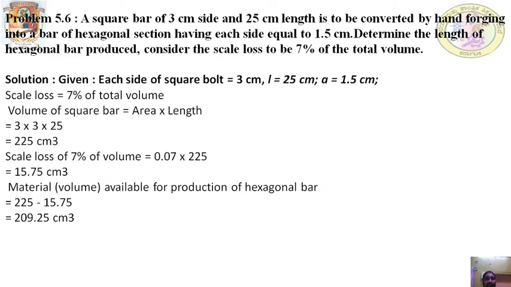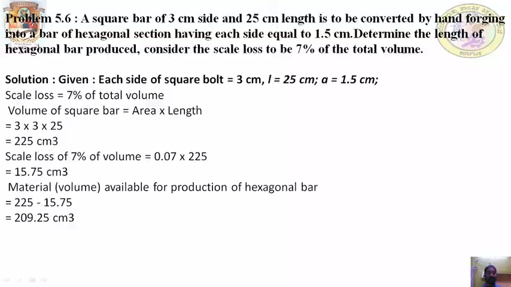Next, a square bar of 3 centimeter side and 25 centimeter length. The square bar is a raw material which is 3 centimeter side. Since it is a square, two sides are 3 and 3 centimeter, and length of the bar is 25 centimeter. There is a bar which is to be converted by hand forging into a hexagonal section having each side of 1.5 centimeter. Using this square bar, you have to convert it into a hexagonal bar of each side equal to 1.5 centimeter.